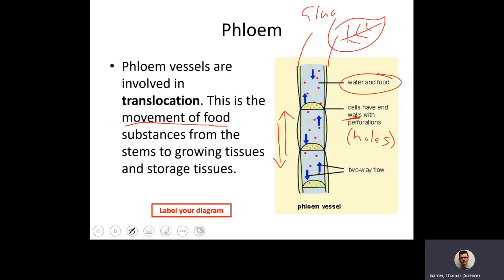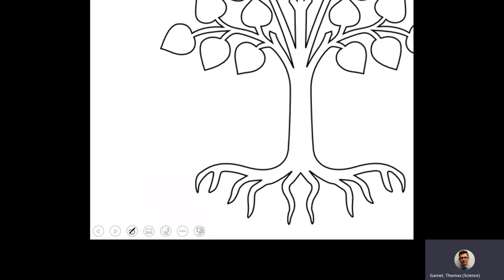And that glucose has to travel down to the roots where it's stored. So there has to be this two-way system with the phloem. Okay, so our two differences, the xylem, in fact, I think I've got a page here. There we go. The xylem is one way.